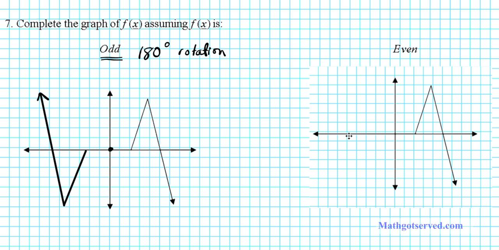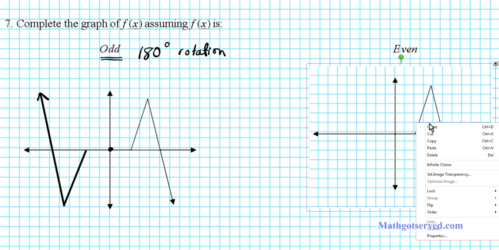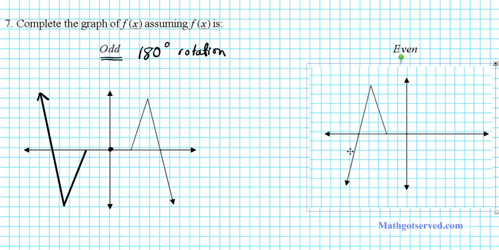Now, how about even? For even, you simply reflect it about the y-axis. So let's do that. It's just going to look something like that. You reflect it about the y-axis, and that's what it means to make it an even function.